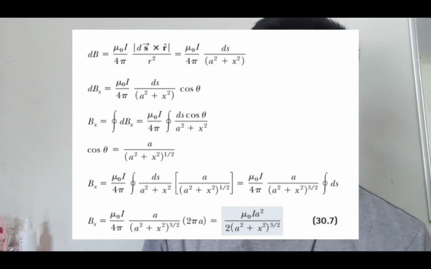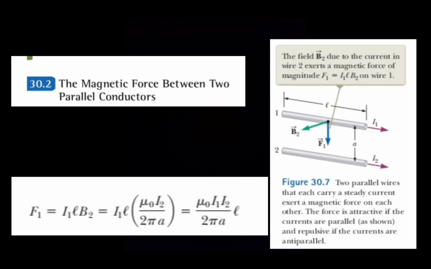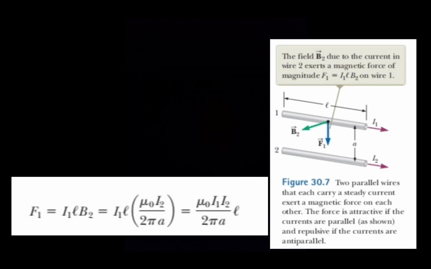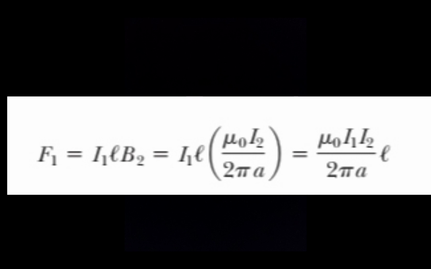to the power of 3/2. So we have here the equation of the magnetic force between two parallel conductors. The field B2 due to the current in wire 2 exerts a magnetic force of magnitude F sub 1 equal to I sub 1 L B sub 2 on wire 1. So F sub 1 is equal to I sub 1 L B sub 2, which is equal to I sub 1 L times mu sub 0 I sub 2 over 2 pi a, which is equal to mu sub 0 I1 I2 over 2 pi a times L.